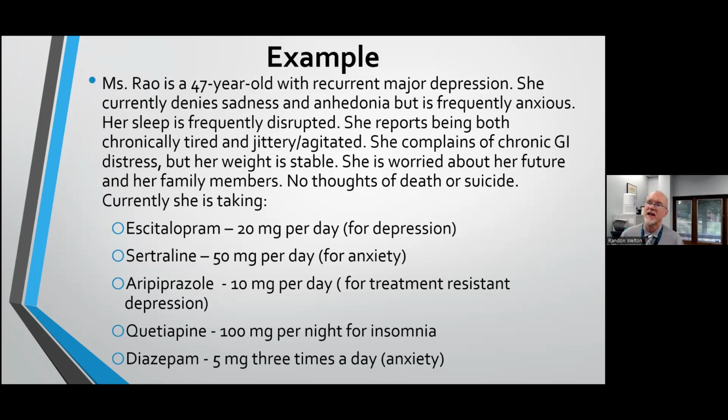Currently she is taking escitalopram, 20 milligrams a day. That was prescribed for her depression. She is taking sertraline, 50 milligrams a day, prescribed initially for anxiety. She is prescribed aripiprazole, 10 milligrams per day, for treatment-resistant depression. She is on quetiapine, 100 milligrams per night because of her insomnia, and she is on diazepam, 5 milligrams 3 times a day for her anxiety.